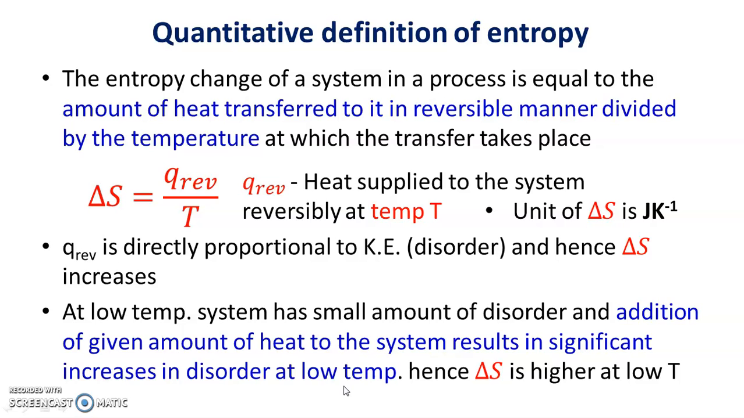At that instant, when the same quantity of heat is supplied to the system at high temperature, it produces only a marginal increase in disorder, and therefore there is a slight increase in entropy at high temperature. So this indicates that delta S is inversely proportional to absolute temperature.